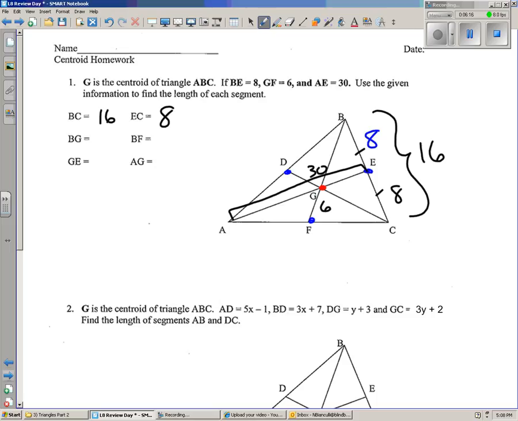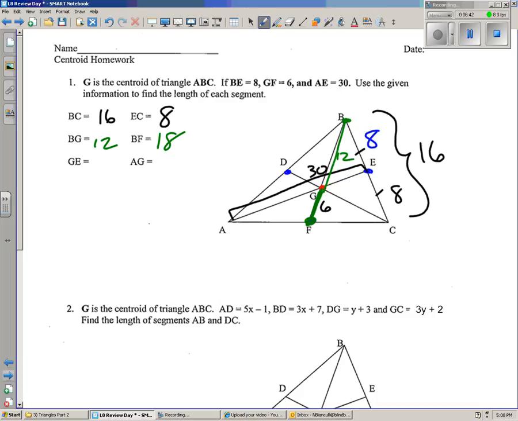The next up, we're looking for BG. So if you notice, now we're in the triangle. If we look along the line segment BG, GF here is 6. That is the little piece. So to go from the little piece to the big piece, we multiply by 2. So 6 times 2 is 12. And then BF is very easy. B to F is the 12 plus the 6, which is 18.